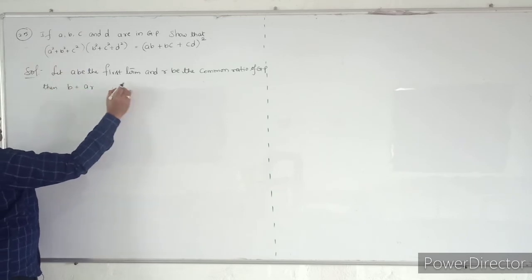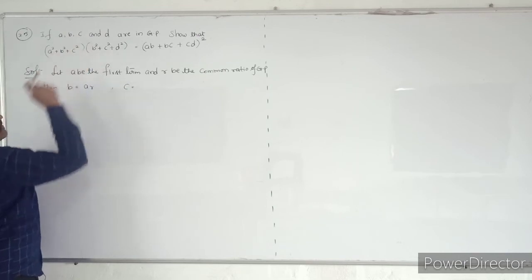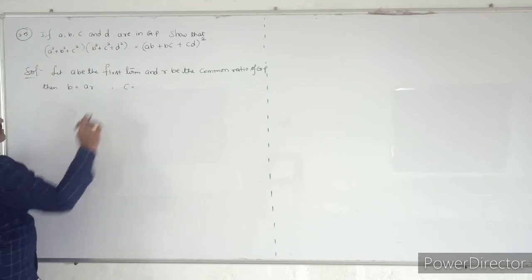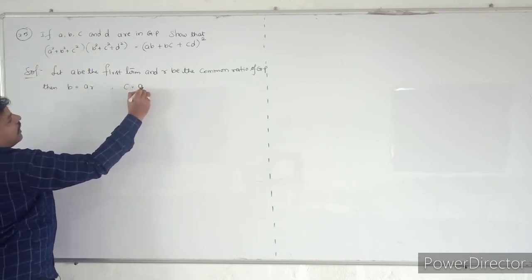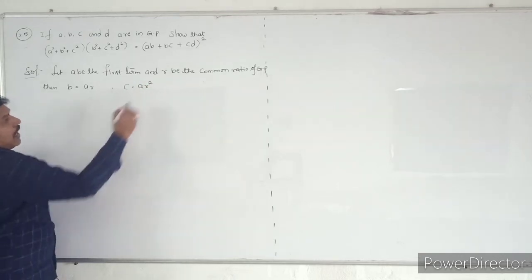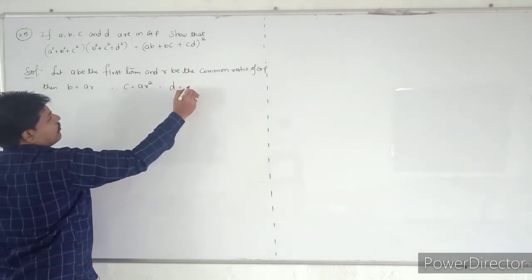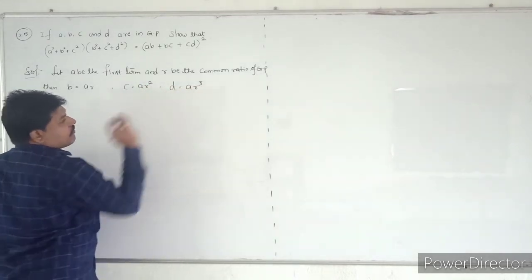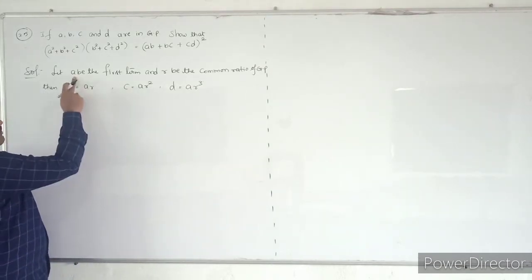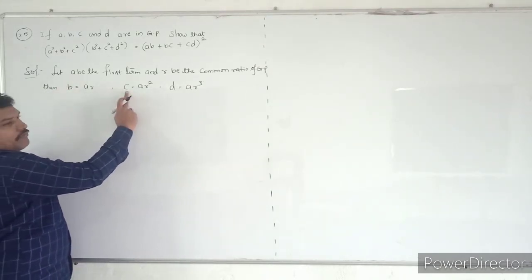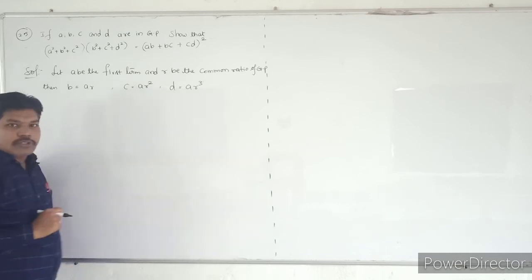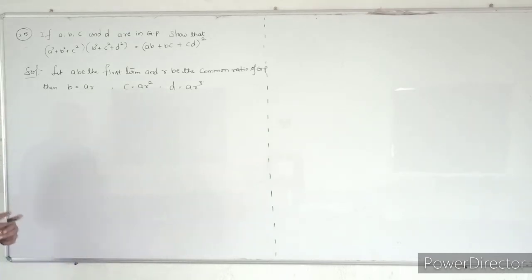Next, c. What is c? c is the third term. So c is equal to ar square. And what is d? d will become ar cube. That is the fourth term. a is the first term, b is the second term, c is the third term, and d is the fourth term. So these are the terms we have taken here.